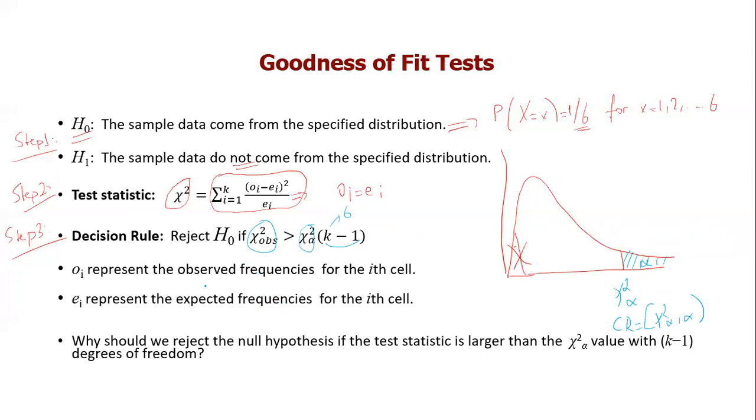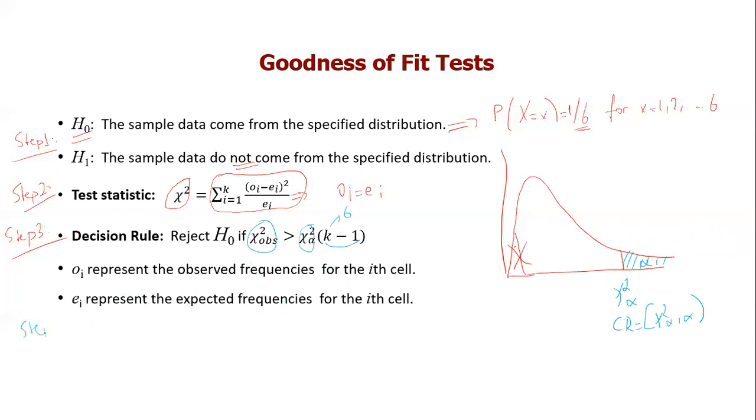If it is greater than this, let me just write step 4. Step 4: calculate chi-square observed. And in step 5, just check this decision rule. If your chi-square observed is greater than chi-square alpha at k minus 1 degrees of freedom, then you will reject your H0.